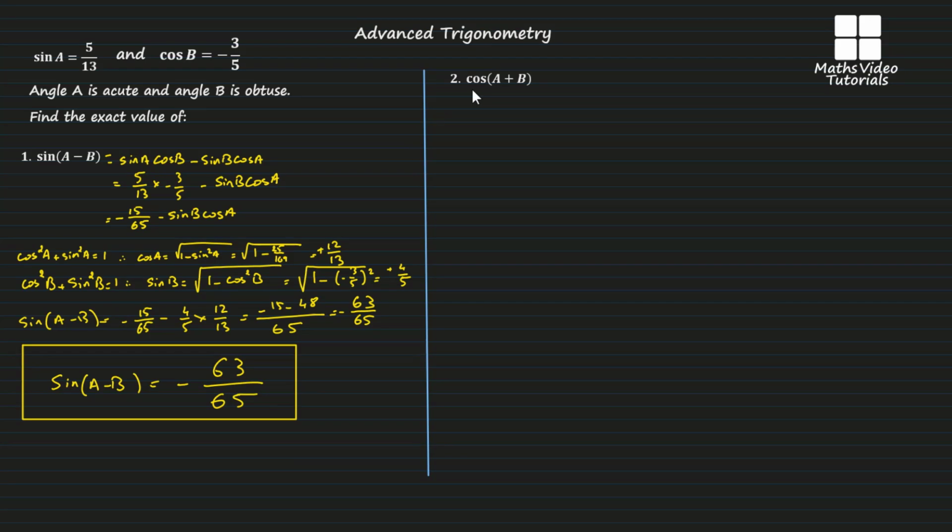We've been asked to work out the value of cos(A + B) this time. And this time I'm going to use the CAST diagram instead of this identity here, cos squared plus sine squared is identical to 1. Let's draw a unit circle.